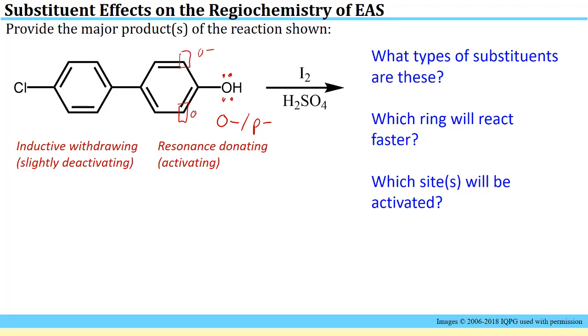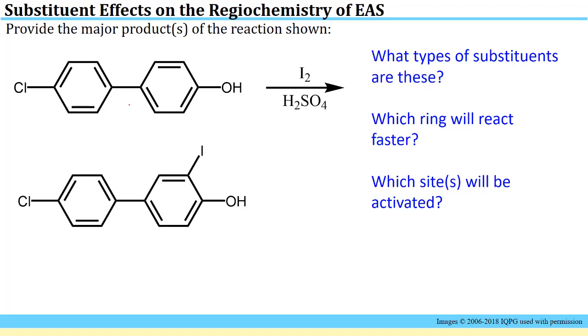These are the sites ortho to it, and they're equivalent to one another by symmetry. And this group here is para to the OH, but that position is blocked. There's no hydrogen to be substituted, so we don't consider that. So we should only get one possible product where the iodine substitutes ortho to the OH group.